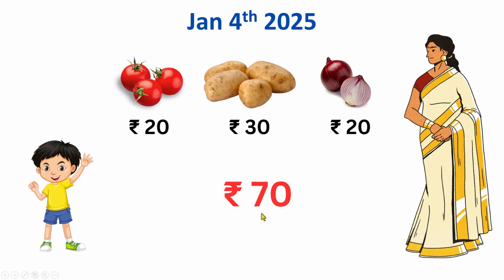Now this is what an index is. Leave out the rupee. Just take this value. This 70 is an index. 70 is an index. It gives you an idea of how the price of vegetables is moving.